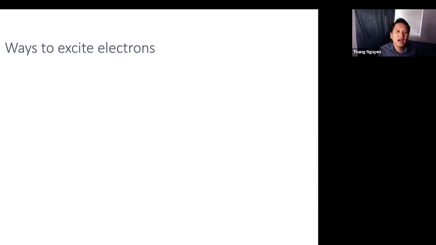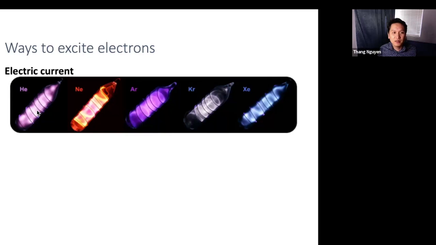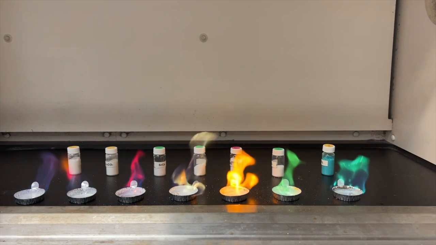So let's go back and talk about how we can excite these electrons. Here we have examples of noble gas elements, and they're gases, right? So we put them in a light tube, and then we run electrical current through them. As they get excited, the electrons can go from the excited state back down to the ground state, releasing energy to us, releasing light to us. So helium, as you see here, looks purple, neon looks red, and xenon looks a very nice blue. Another way we saw that is burning.